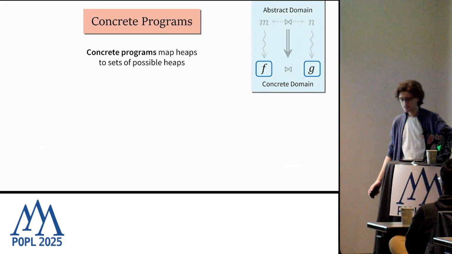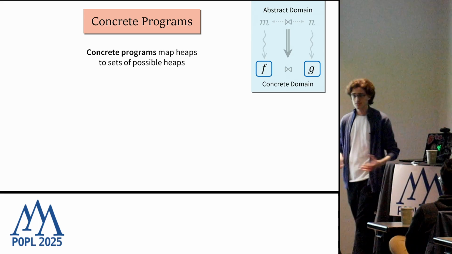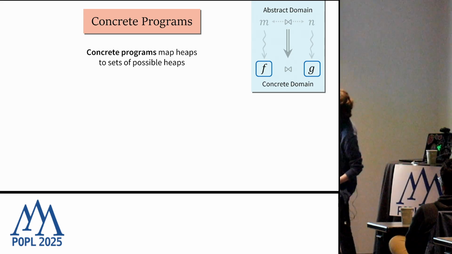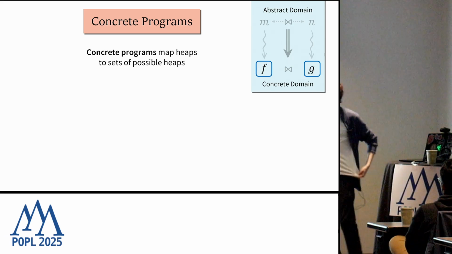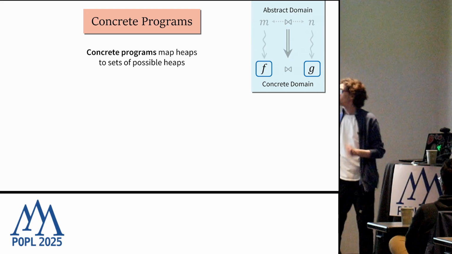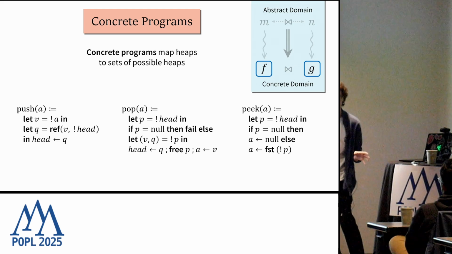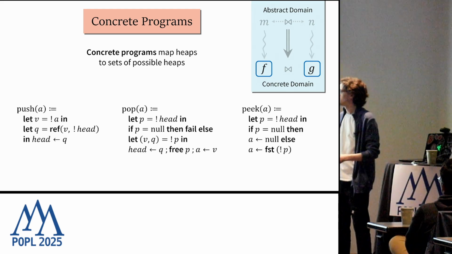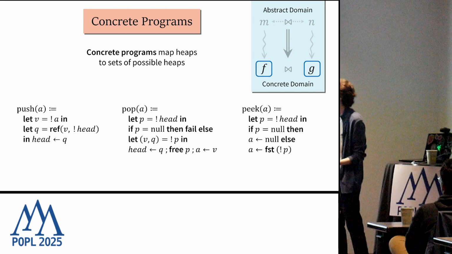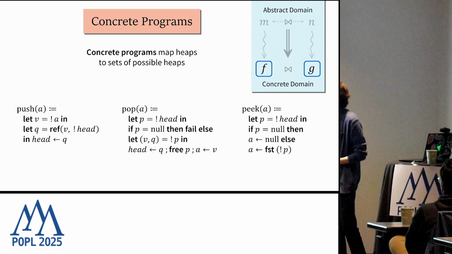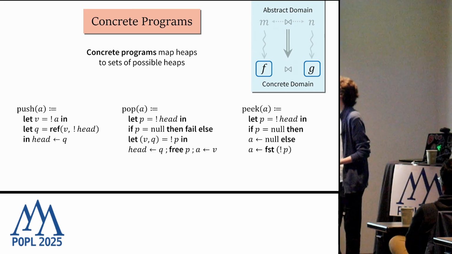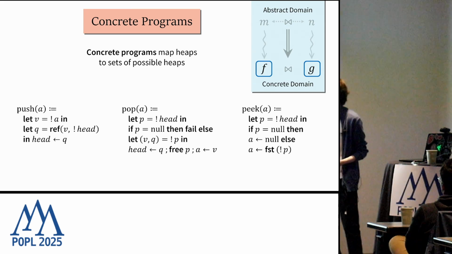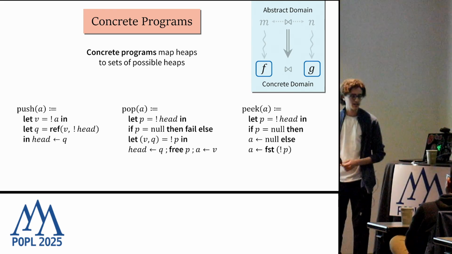So we have our domains. Let's look at our programs in the concrete and abstract spaces as we build up all the pieces of this diagram. So as we've said, concrete programs map heaps to sets of possible heaps. We aren't super concerned in this work with the specific concrete semantics, but here's a general implementation that you might see of push, pop, and peek for the concrete stack. You have your typical operators of address allocation, dereferencing, freeing, writing.